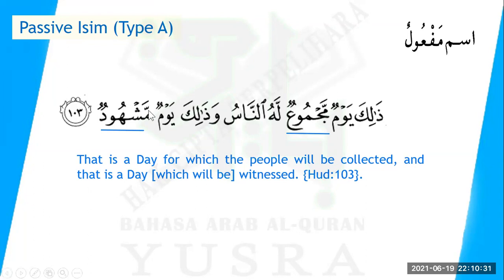Ustaz, does it always carry a mim when we use passive nouns? Type A with a ma, mashhudun, you add a mim and a wow. So this is the form, the mim and the wow. You take the word jim mim ain, you add a mim with a fatha and a wow, you become majmu'un, the one to be gathered, and mashhudun, to be witnessed. So that's for example. Because it becomes passive isim, isim maf'ul. Correct.